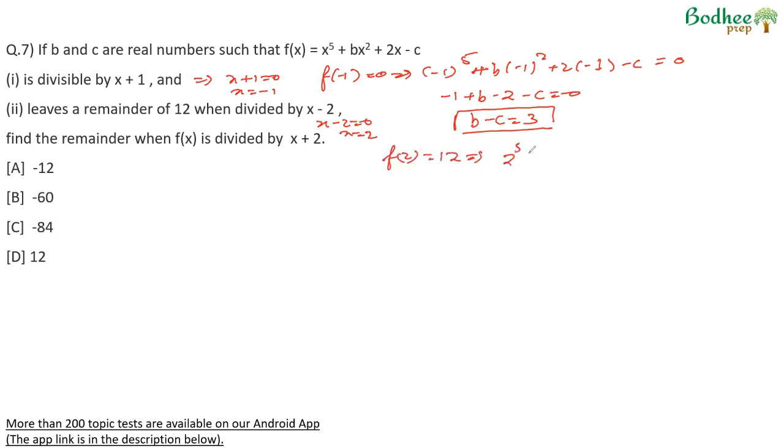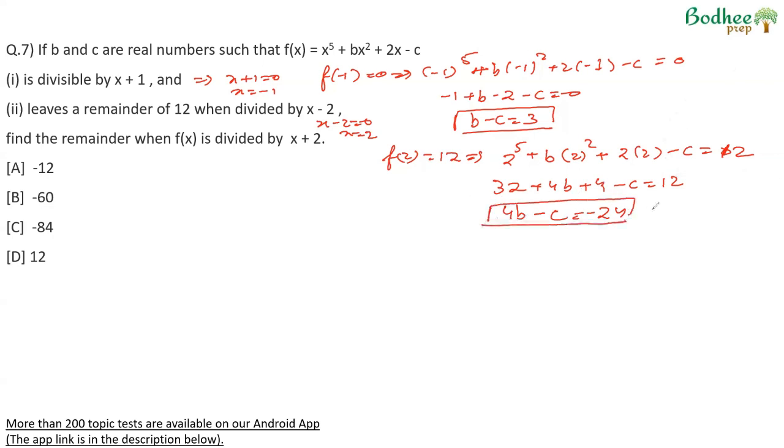So 2 raised to power 5 plus b into 2 raised to power 2 plus 2 into 2 minus c should be 12, not 0. So 32 plus 4b plus 4 minus c should be 12, so 4b minus c would be equal to minus 24. 32 plus 4 is 36; 12 minus 36 is minus 24.